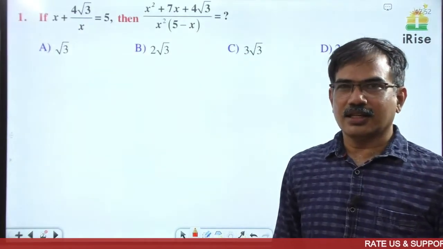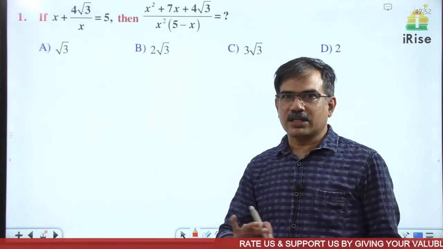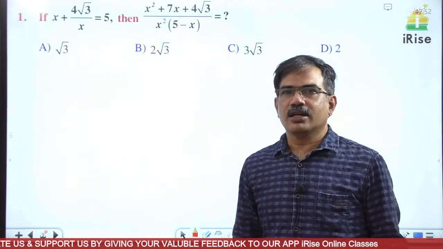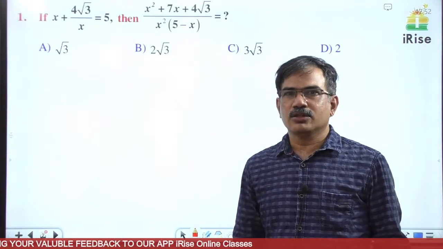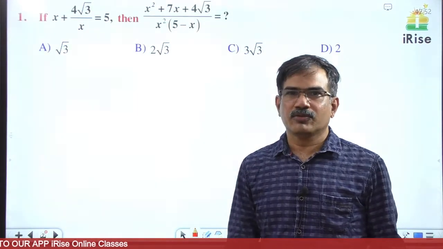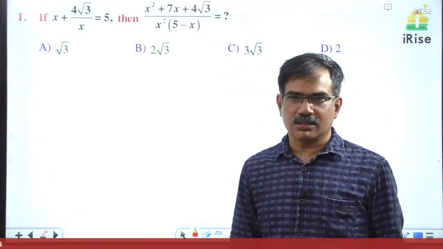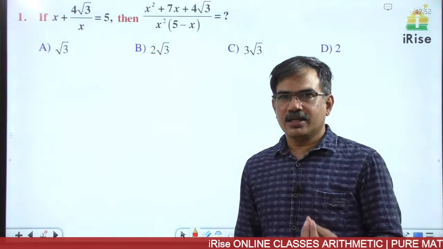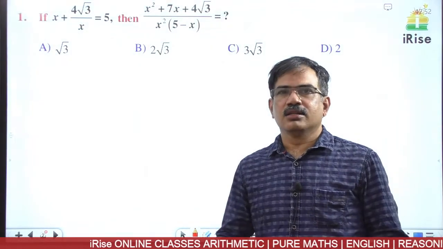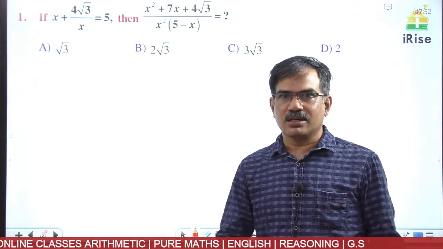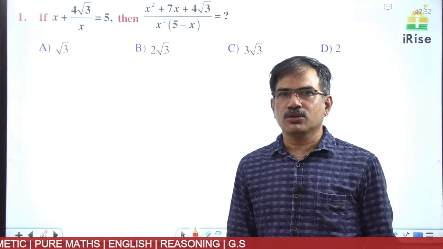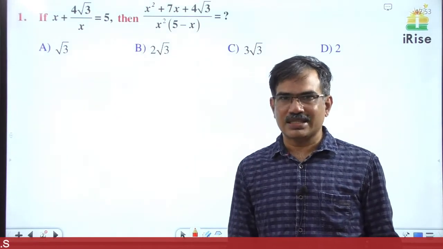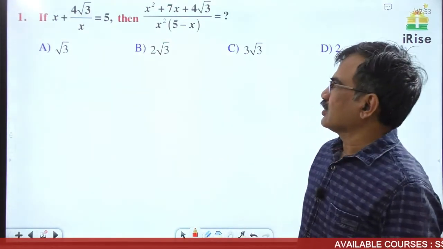Rise online classes. In the last class I discussed the basics of indices and surds. I think you already know the formulae related to indices and surds: how to find square root, how to find cube root, how to rationalize, and how to find the conjugate of a surd. Based on those concepts and formulae, I want to solve questions related to indices and surds. Okay, see the first question.